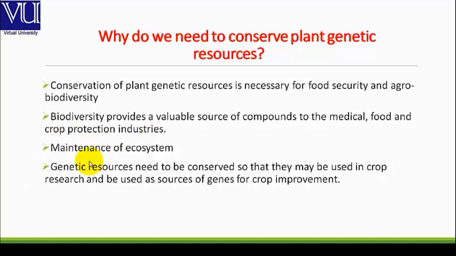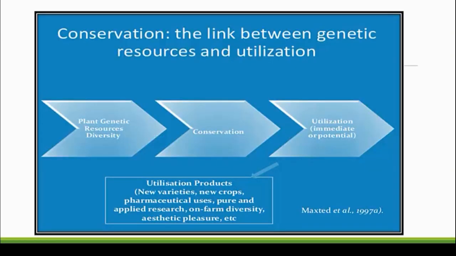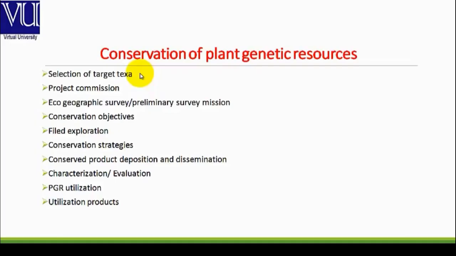The last is that genetic resources need to be conserved so that they may be used in crop research and used as sources of genes for crop improvement. Here are some steps involved in the conservation of these resources. The first step is we must have some plant genetic resource diversity. Next, we will conserve these resources, and finally we use these conserved products for the production of many different products at a commercial level. Here are different steps involved in the conservation method of these plant genetic resources.